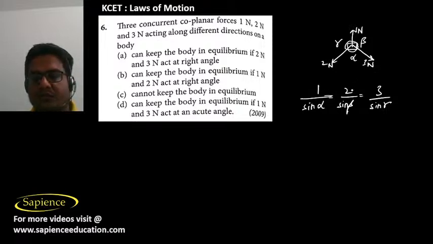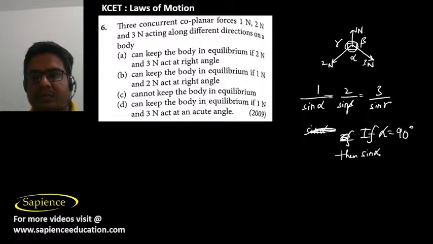So here sine alpha, if I say that alpha is equal to 90 degree, then sine alpha will be equal to 1, and then sine beta will be equal to 1 by 2.